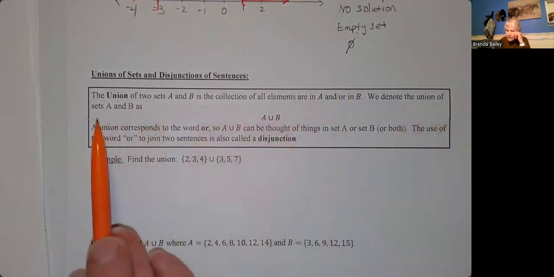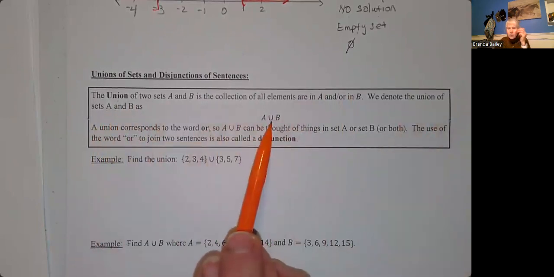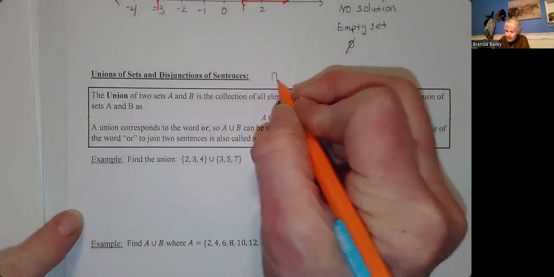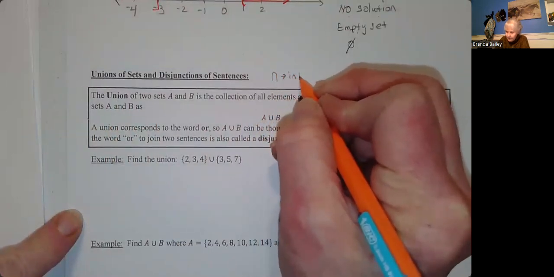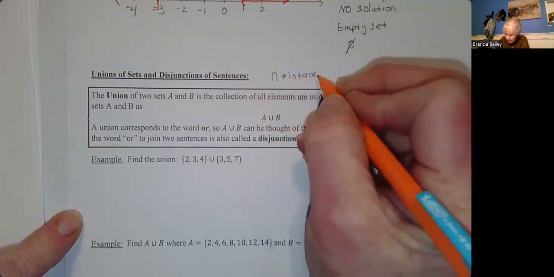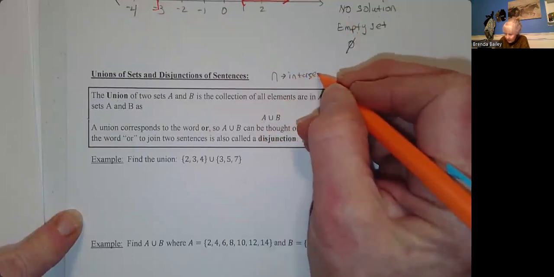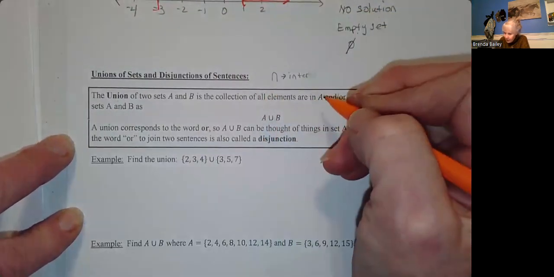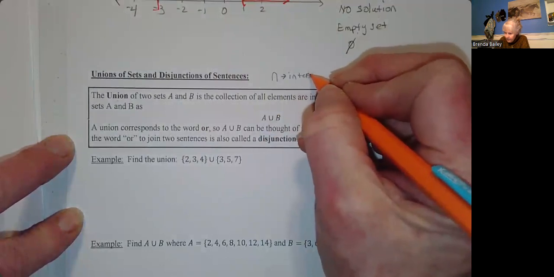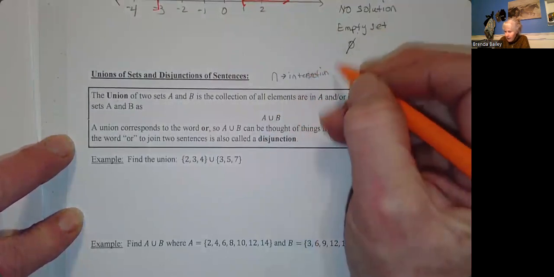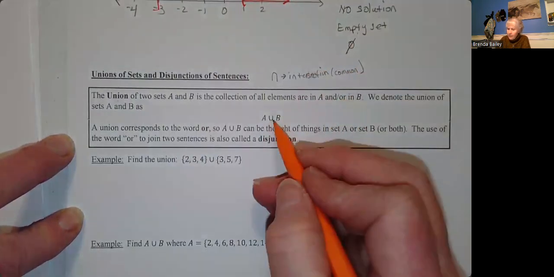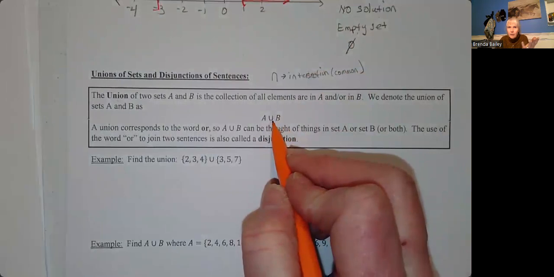We denote the union of sets A and B as this right here. So this is not hard. The problem is remembering that this symbol means intersection. Oh, wait a minute, I just went blank right there. So you have an intersection between the two. What's in common, sorry. Or this symbol right here, where you're just combining them. You just have to remember those two.